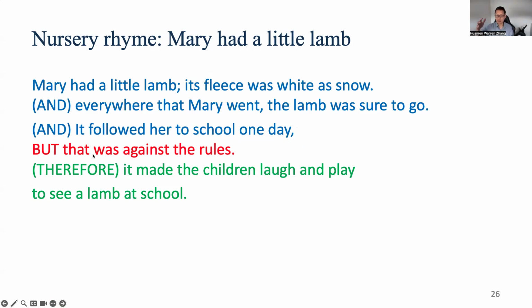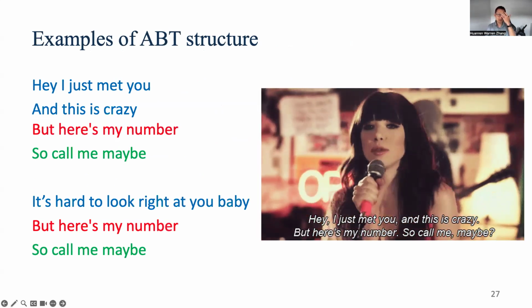And this problem would again arouse the kids' interest, right? They would think about the plot of the story. Mary had a little lamb is common and ordinary most of the time, and then one day it followed her to school, against the rules. And because it's against the rules, the other kids start to laugh, and that's the consequence. So this is the ABT structure. Because there is a problem, the kids are more interested in singing the song because it has some emotional appeal, right?